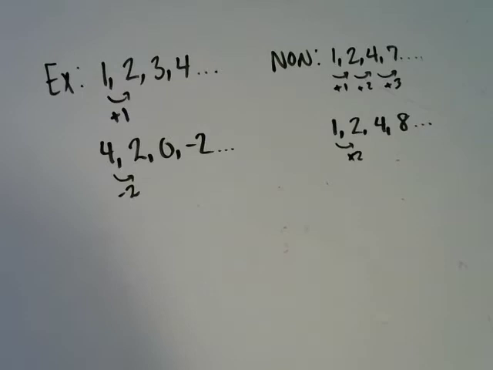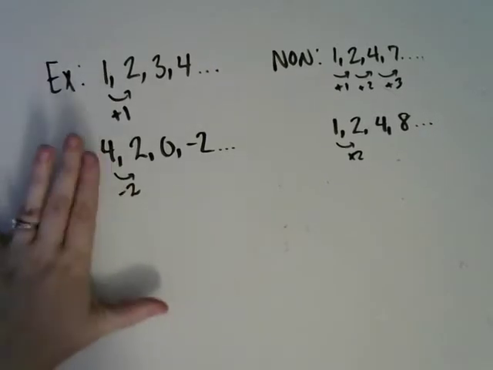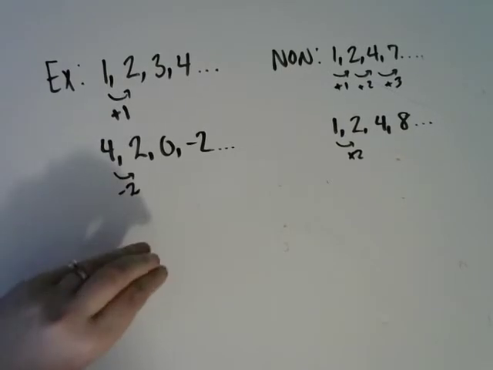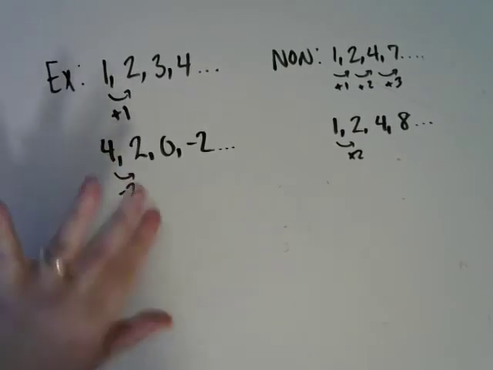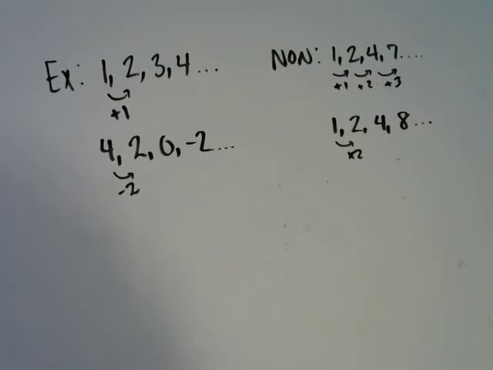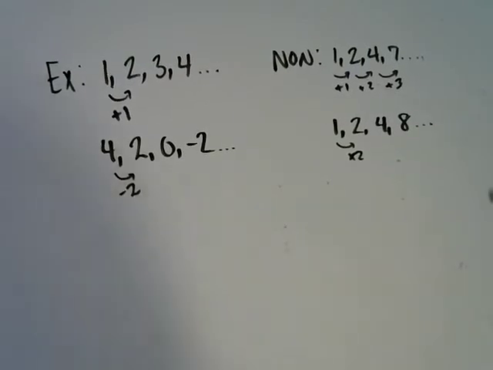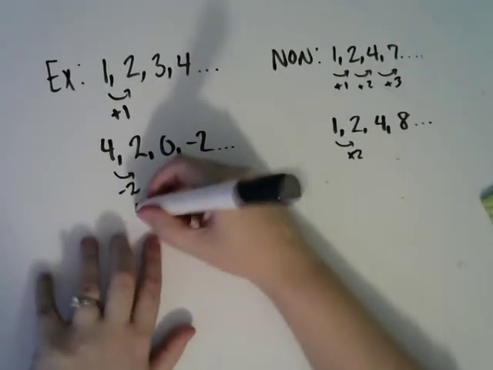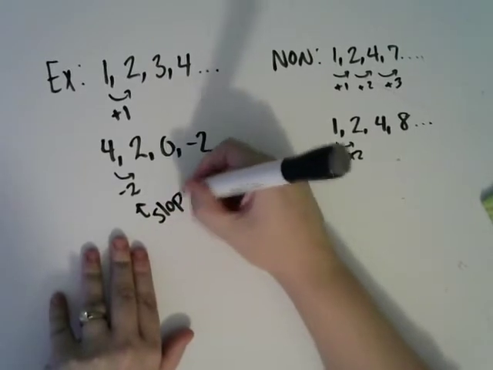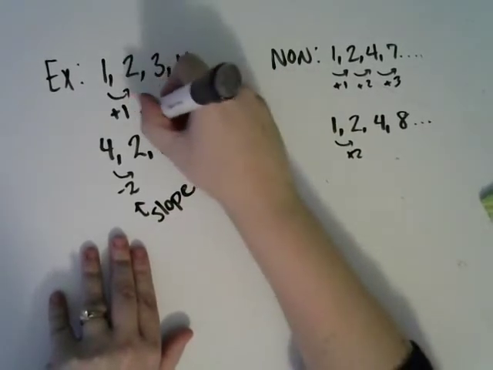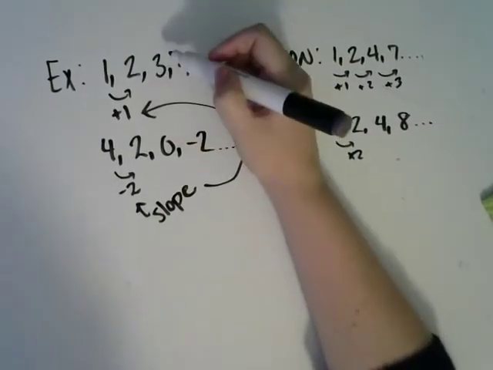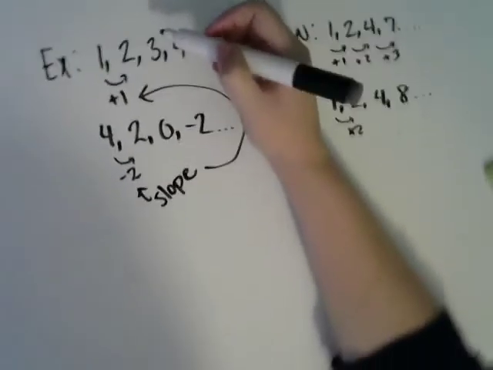Sequences can be any types of numbers, so these examples I've chosen are integers, but I could have used decimals or fractions, and it wouldn't change whether the sequence was arithmetic or not, as long as there is an adding or a subtracting pattern. Now, with arithmetic sequences, because this pattern in addition and subtraction is constant, it can also be referred to as the slope. These functions end up being linear since the distance between each point is the same every single time.